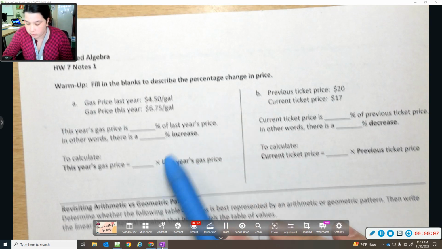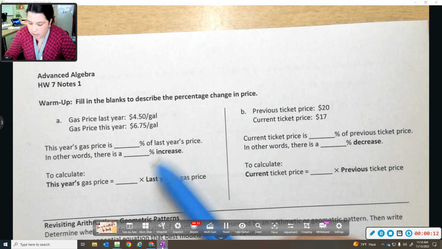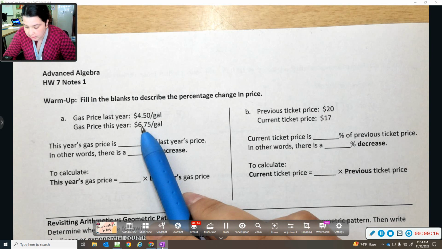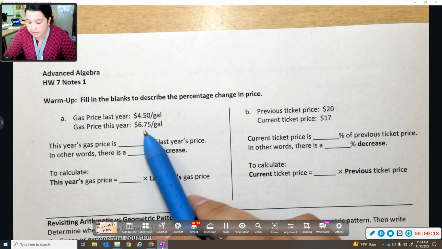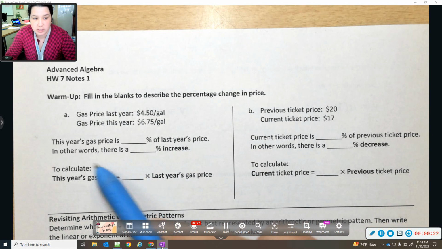So we have these warm-up questions here. I'm going to go ahead and do one with you. You can work on the other one. So gas price last year was $4.50. This year it is $6.75. So we want to know what the percent increase was of last year's price.